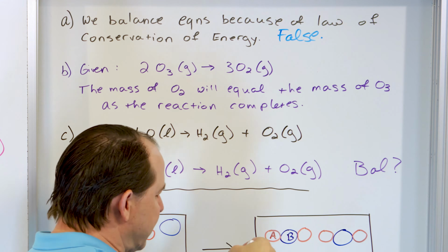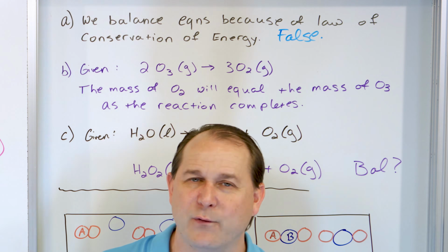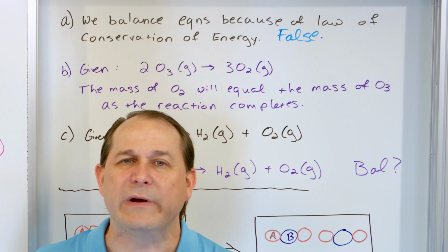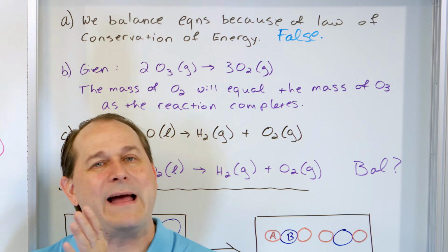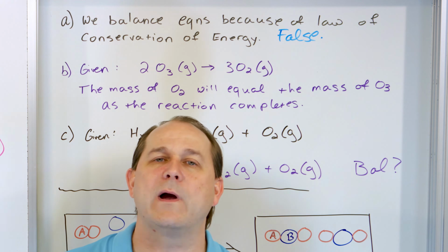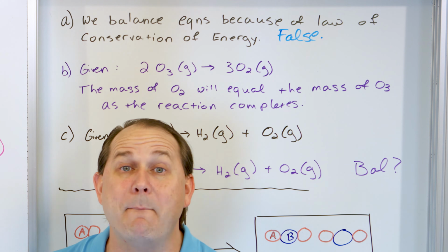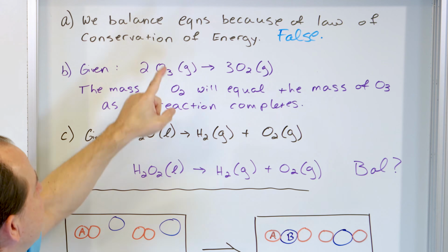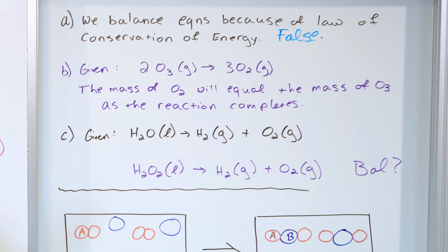Right? We learned about the law of conservation of energy. We talked a little bit about it before, and we'll talk a lot more about it later. That has to do with balancing energy. The reason we balance chemical reactions is to balance the number of atoms on the left and the right. That's the law of conservation of mass, not energy. So this is false. It's because of the law of conservation of mass that we balance equations.